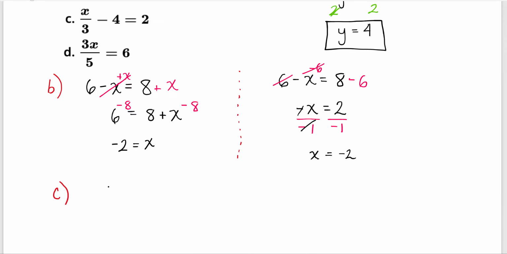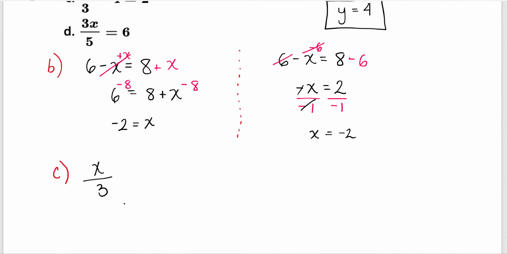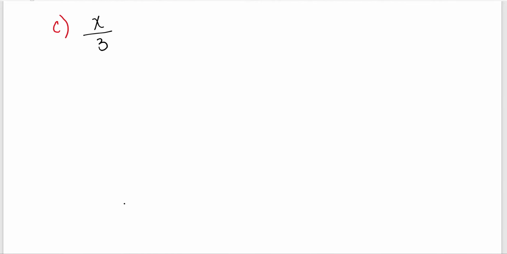So with C, I have x over 3 take away 4 equals 2. Okay, so using BODMAS, first I have to do this bit here. So I'm going to add 4 both sides.